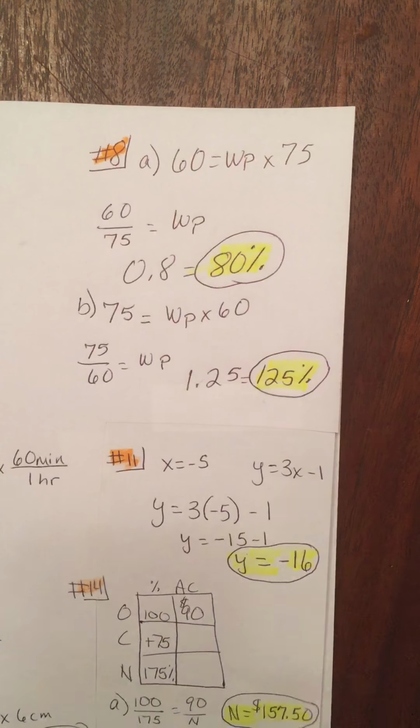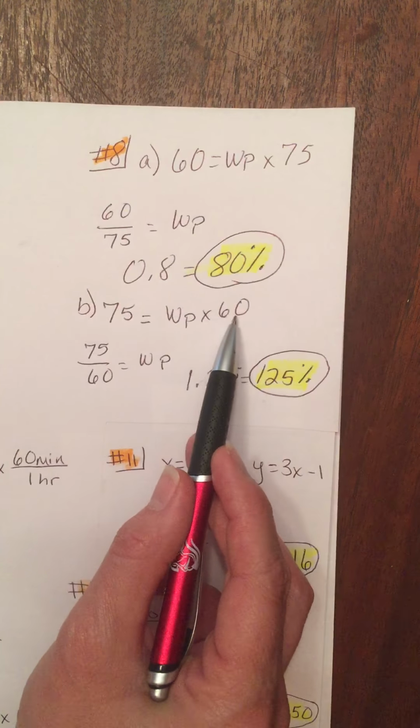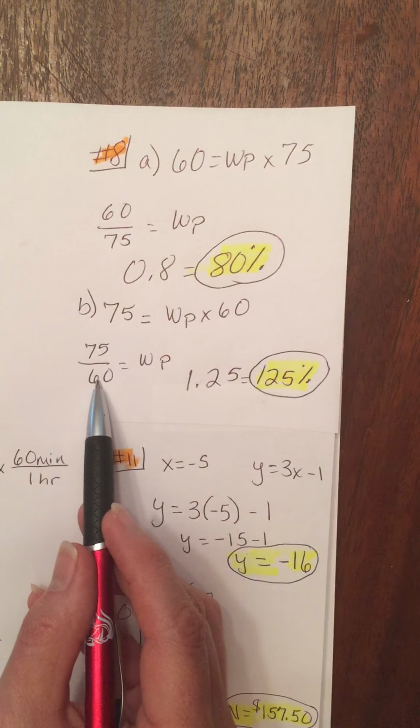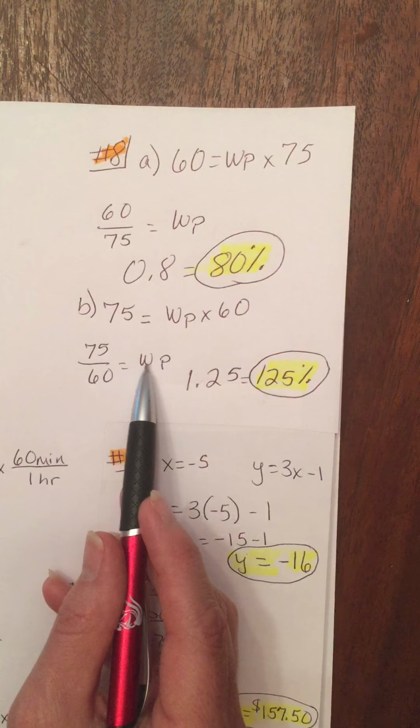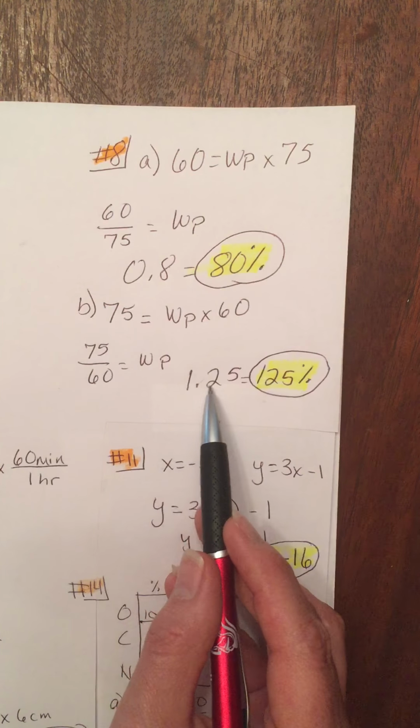Okay, B says 75 is what percent of 60? So I divide both sides by 60. 75 divided by 60 is equal to what percent? When I divide 75 by 60, I get 1.25.